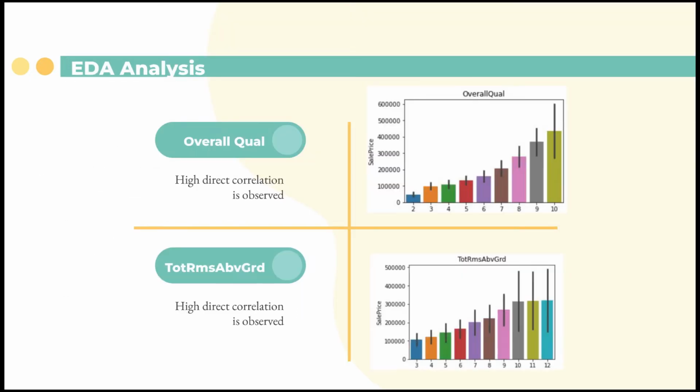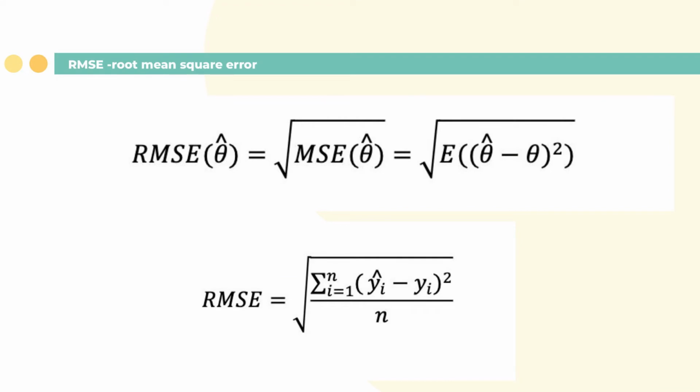From this graph, it can be observed that the sale price of the house increases exponentially with respect to the overall quality of the house, which seems to be pretty obvious, I guess. The same insights can be obtained from this graph, where the total number of rooms above ground increases, the sale price similarly increases. After completing the EDA analysis, we started to train the models.